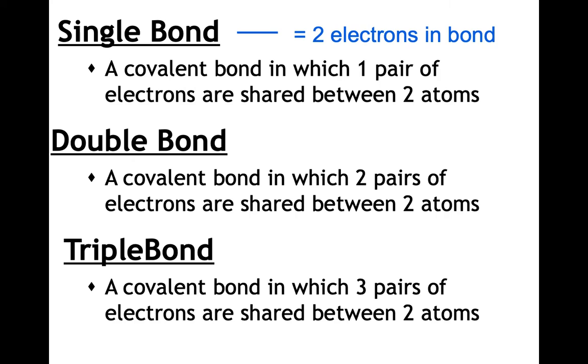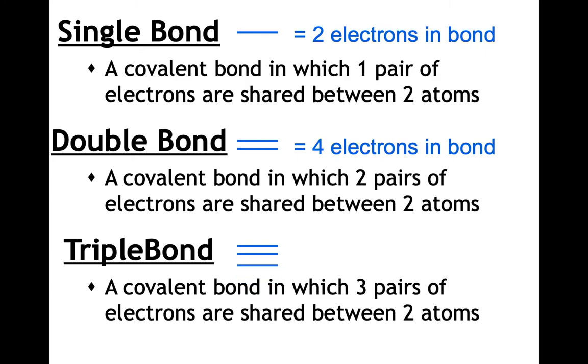A double bond is when each atom shares 2. It looks like this, 2 lines. And if they're each sharing 2, that's a total of 4 electrons in the bond. And a triple bond is when each atom shares 3. It looks like this. And since each one shares 3, that's a total of 6 electrons in the bond.